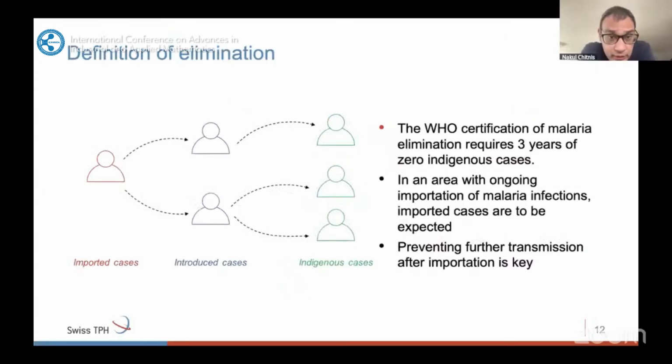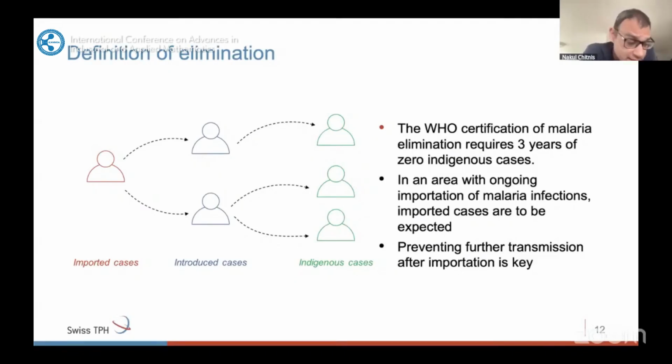And for elimination, one point to make is we tend to think of elimination as having no cases. However, malaria has a very particular definition of elimination. So the WHO classifies cases into 3 types. So you can have imported cases. These are cases that were acquired outside where you live. So if you talk about, say, in this case, Zanzibar, these are cases that would be acquired outside Zanzibar. This could be either people that live somewhere else, get malaria and travel to Zanzibar, or Zanzibari residents who travel outside, get malaria and come back.